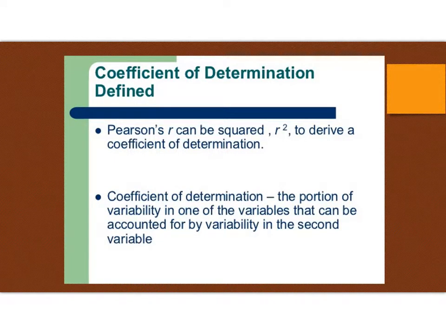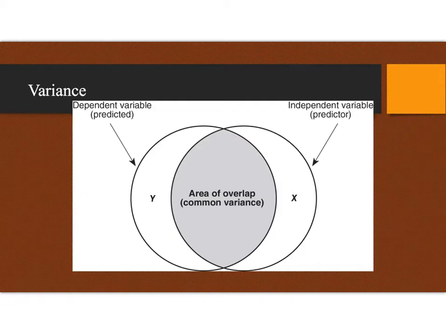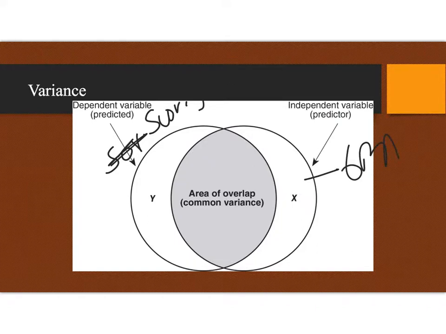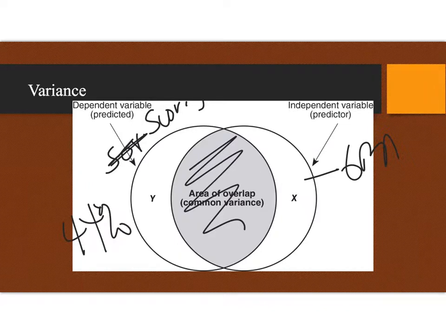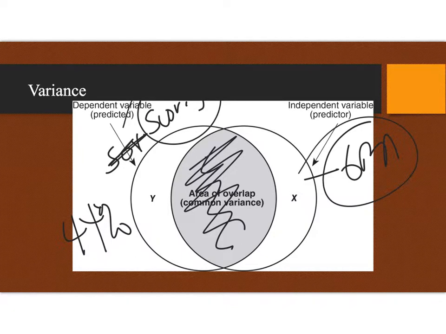This is just a little bit more on it. It's R2. It's called the coefficient of determination. So now, in that last one, we had scores, and over here, we had GPA. This right here is the 44%. So 44% had a common variance between scores and GPA.